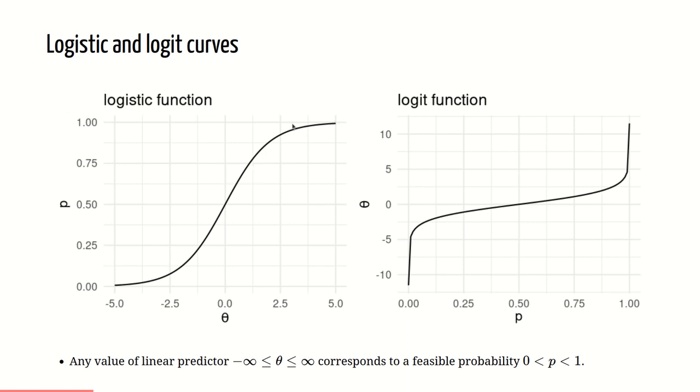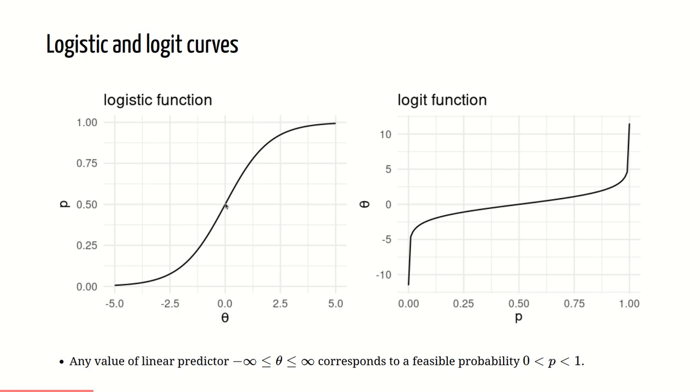Here's the logistic function here, so it takes any value for theta, which is going to be our linear predictor, and can potentially give us any number at all. And it's going to then map that between 0 and 1. And it has the nice property that when theta is 0 is when P goes through 0.5.